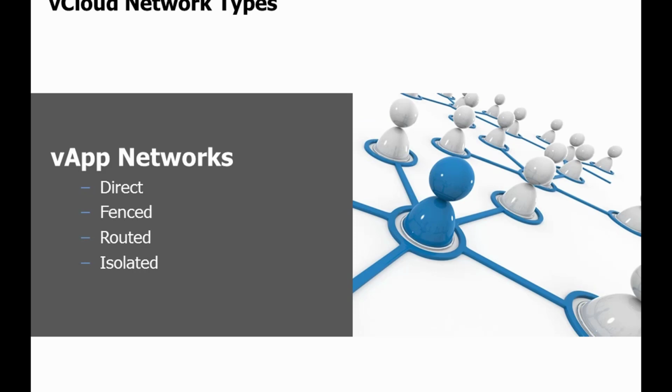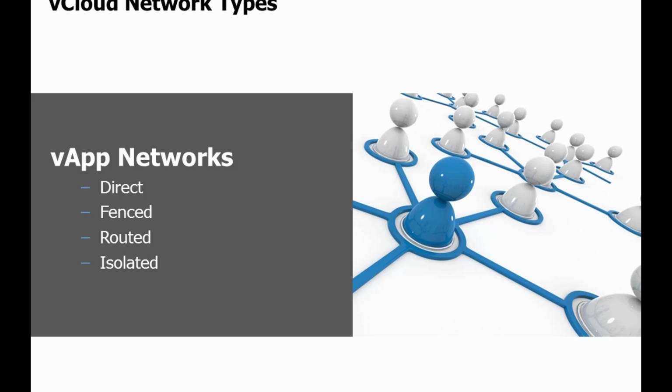Now, vApp networks are interesting because when you build a vApp, that's kind of when you decide how the vApp network should work. And they're kind of on demand. When the vApp is powered on, this network exists and is functioning. And when it's powered off, the vApp network is not needed. It can be kind of shelved, so to speak.